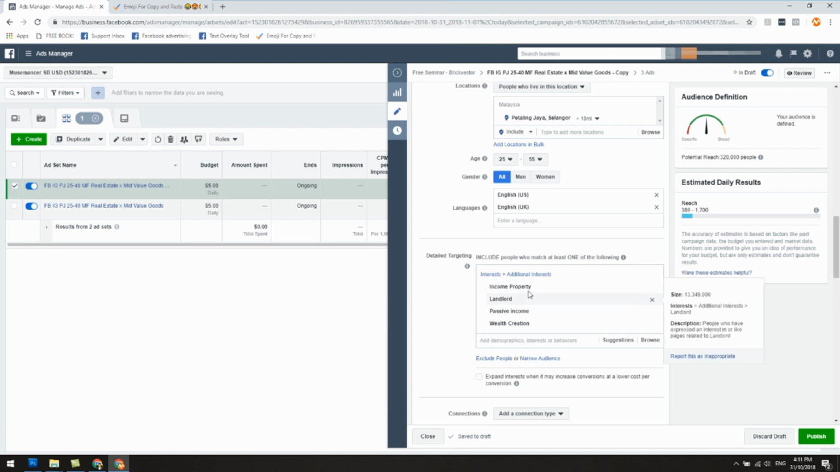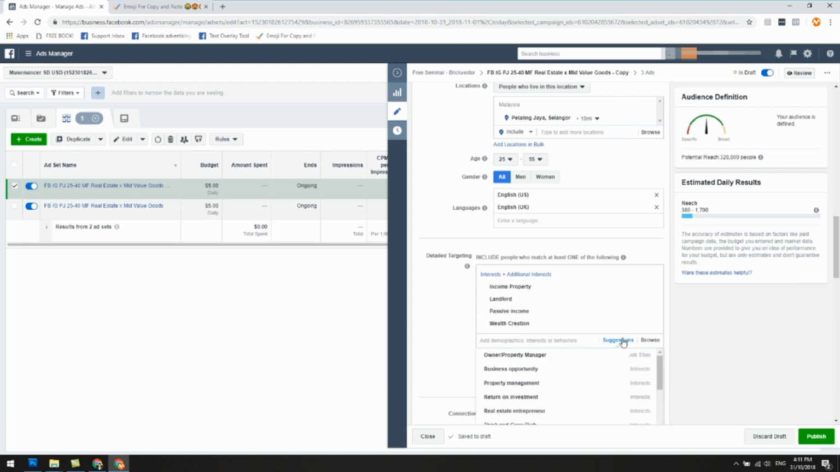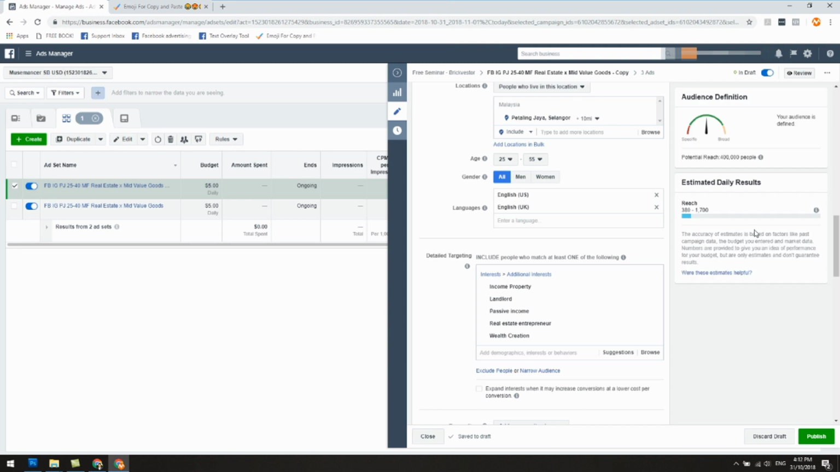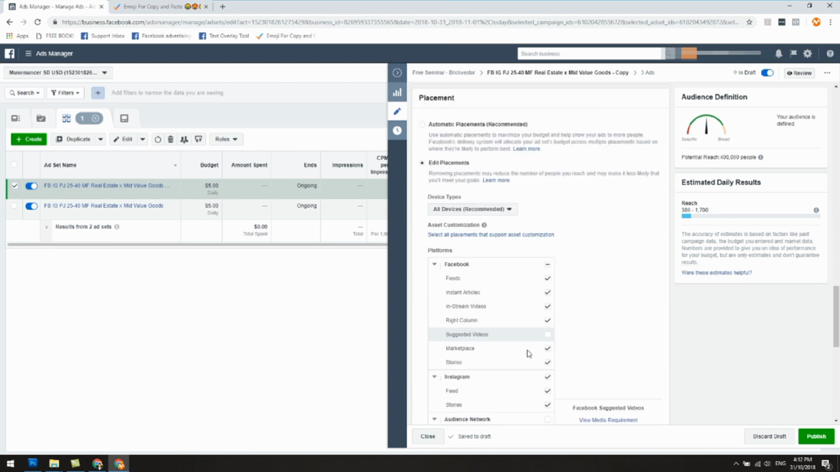This takes a while to actually hone down, and you might also want to take a look at suggestions as well. You can see what other suggestions we could come up with. So I have real estate entrepreneur, and let's see how many we can get right now. 400,000 people. So by putting in a few of this data targeting, you can put in suggestions, and then Facebook will help make the suggestions for you. So let's just say this is the data targeting that we want, and then we're going to leave the rest alone.